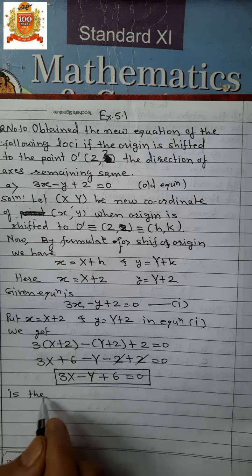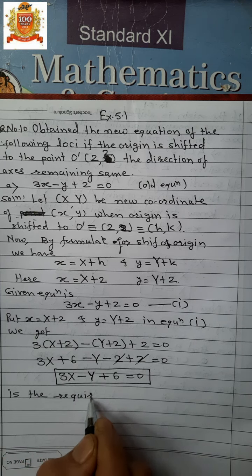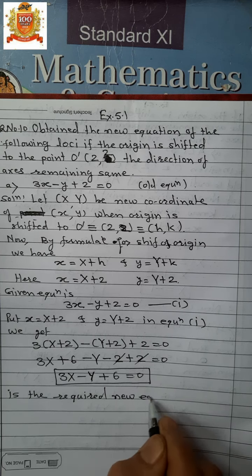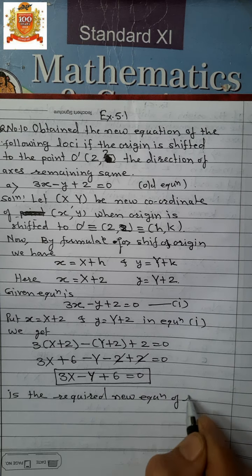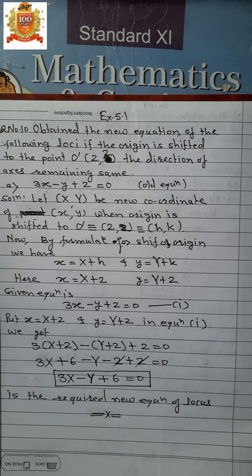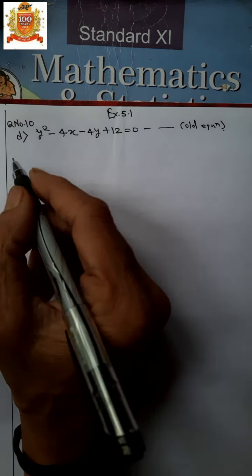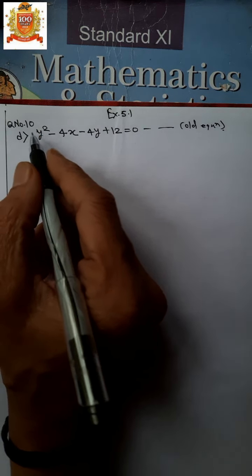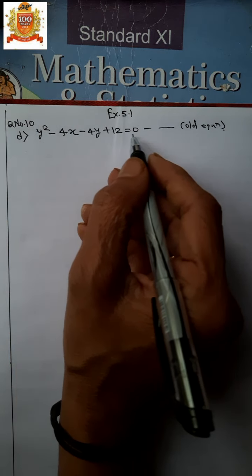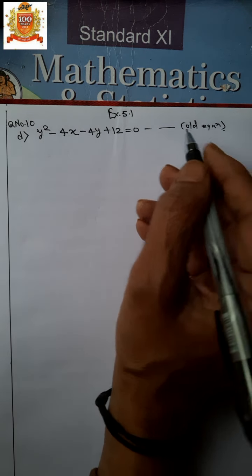This is the required new equation of locus. In this way we can solve question number 10. Let us see one more question. Question number 10 D: y square minus 4x minus 4y plus 12 is equal to 0. This is the given old equation. We want to find the new equation.